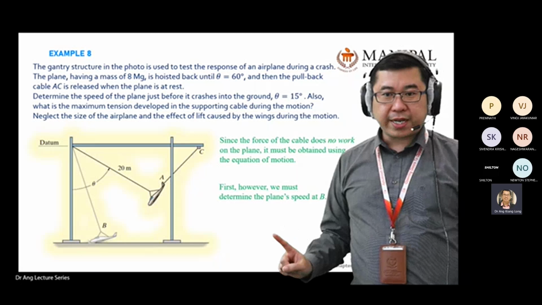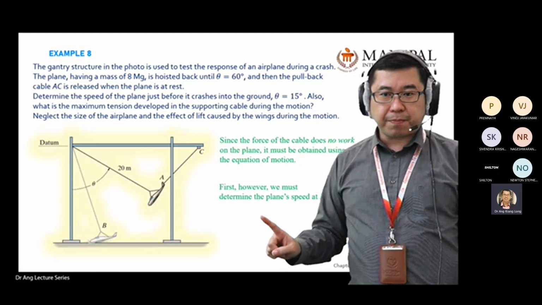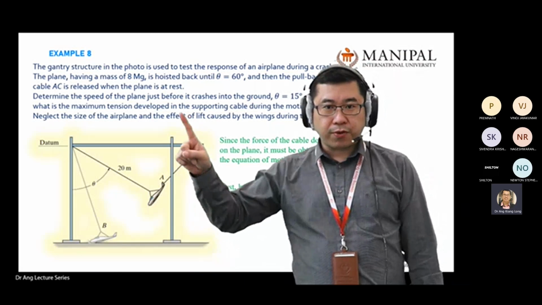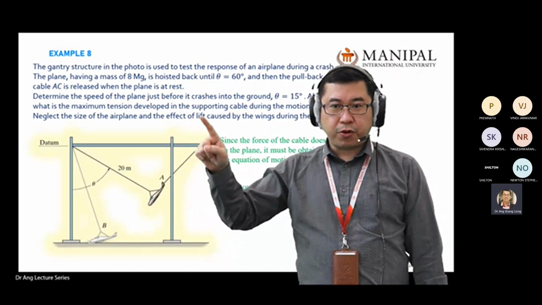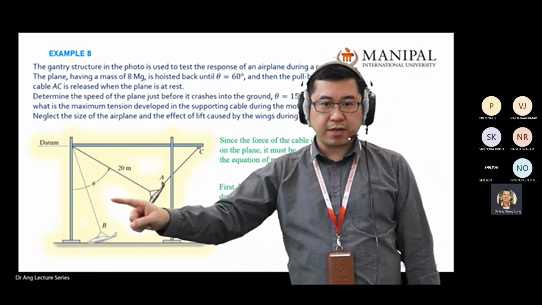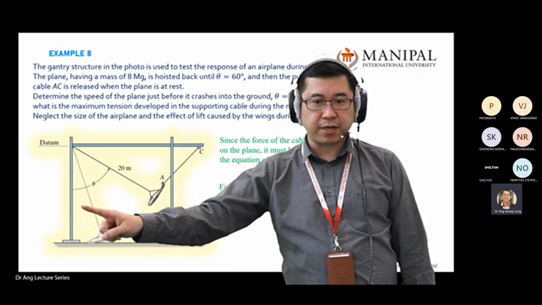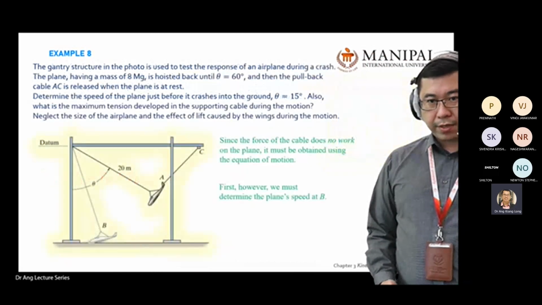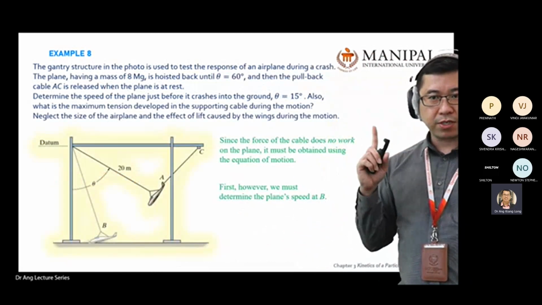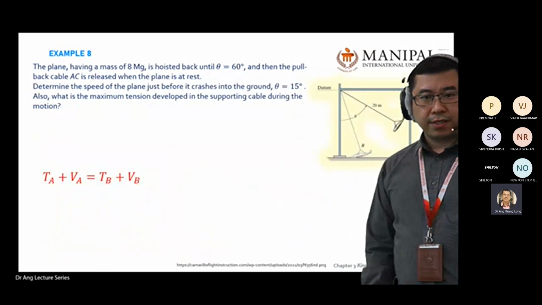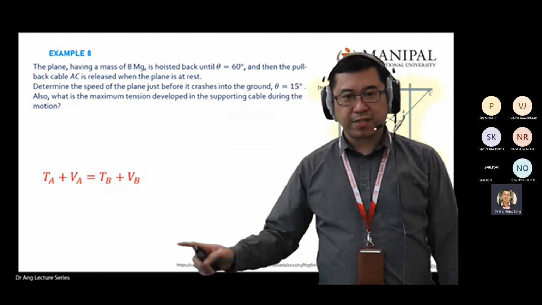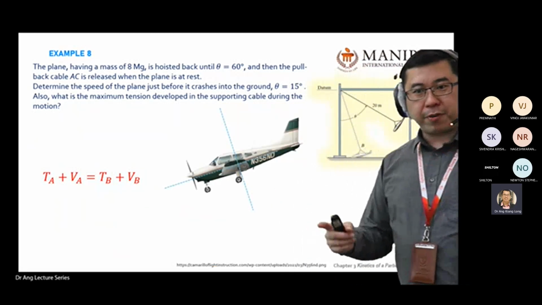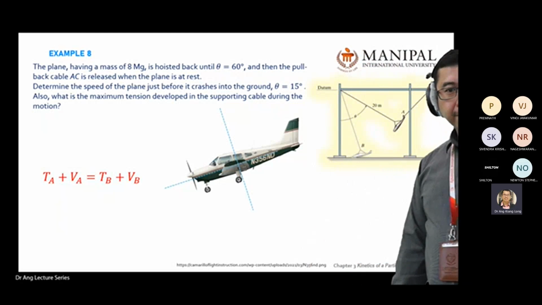So we need to find the speed of the plane at B, before it crashes at the angle of 15 degrees from here. I pull the diagram to this corner here. Apologize for this, I should hide this one. So I pull a plate and draw a free body diagram of this aircraft.